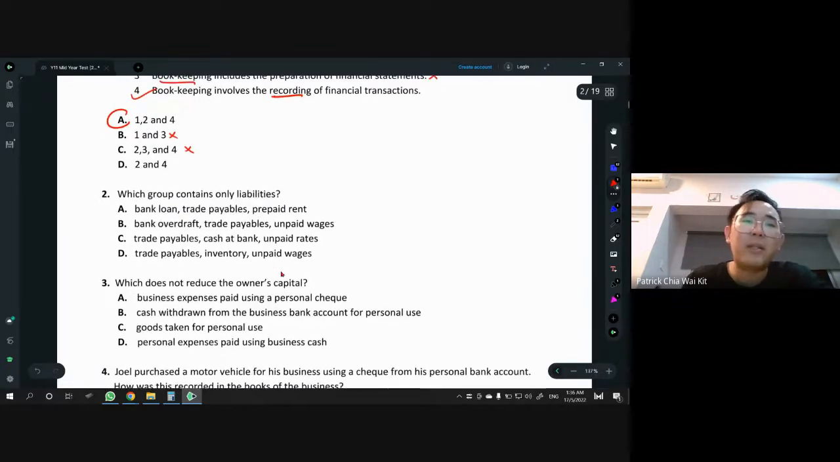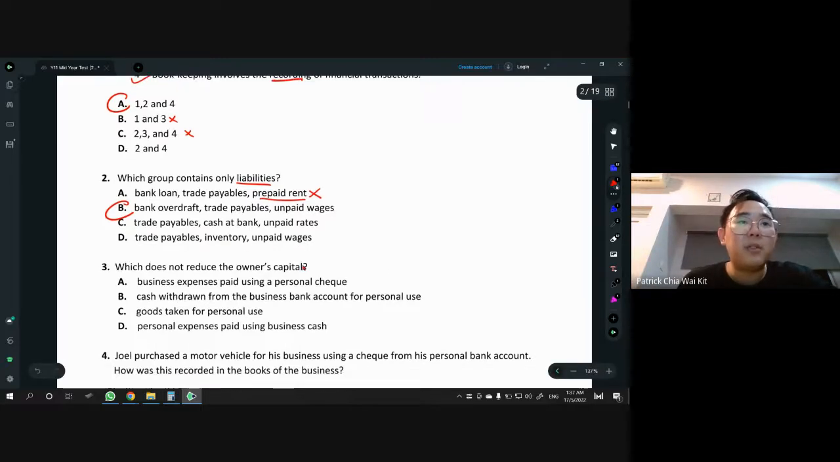Next one, which group contains only liabilities? Anything that is not a liability is not the answer. Bank loan is a liability, trade payable is a liability, but prepaid rent is not. Prepaid rent is an expense that you paid in advance. You paid first, so people owe us. So A is out. Bank overdraft is a liability, trade payable is a liability, unpaid wages, yes. So the answer is B. Unpaid wages means wages due, called accrued expenses. We still haven't paid the expenses we're supposed to pay, so it's our liability. Therefore, B is the answer. The rest you can check, they are not.